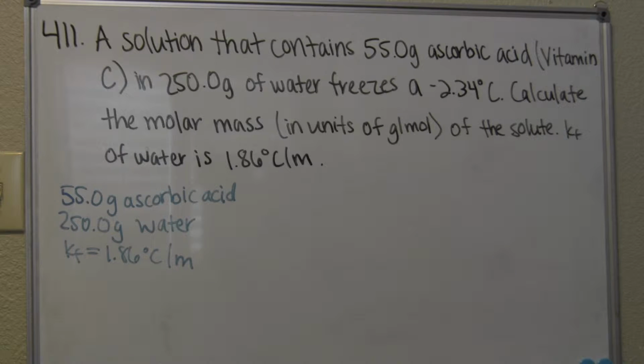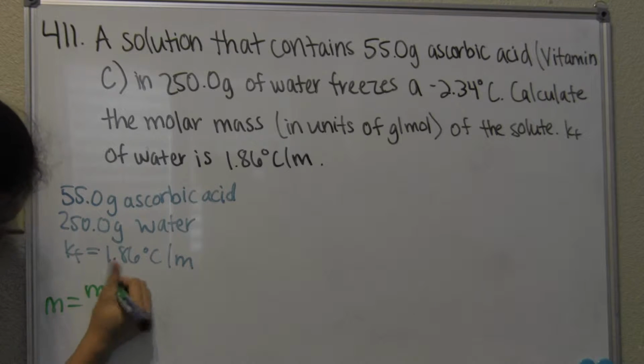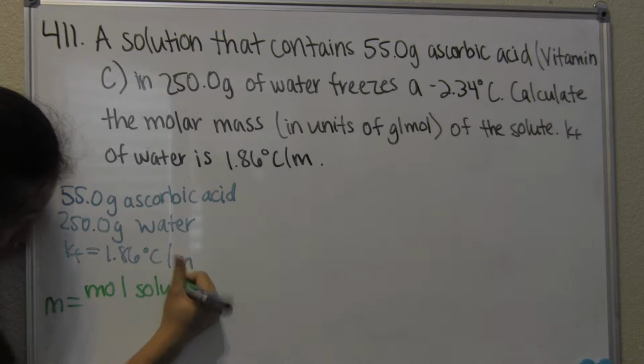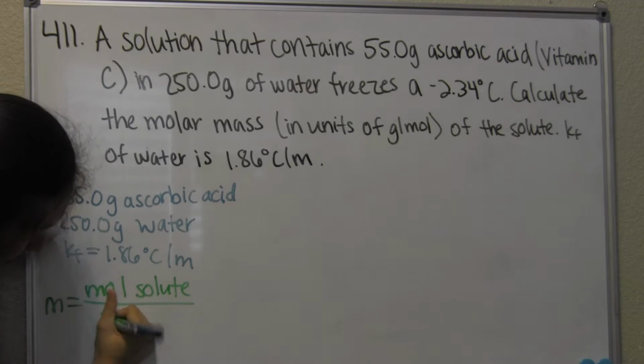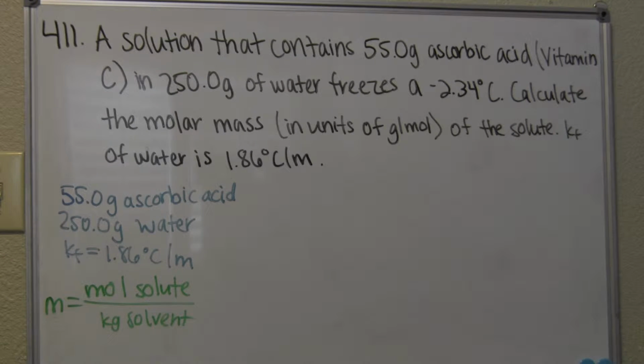So molality is basically moles of solute over kilograms of solvent. So here, the 250 grams of water is going to be our solvent, and the 55 grams of ascorbic acid is going to be our solute. The first thing that we have to do is find the molality given the Kf and the temperature.